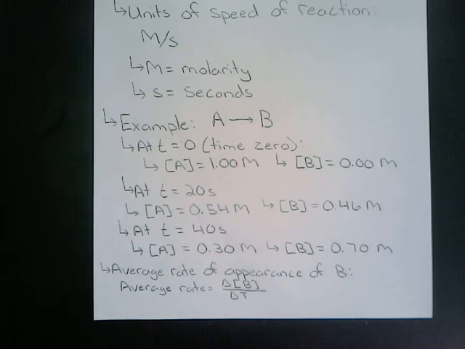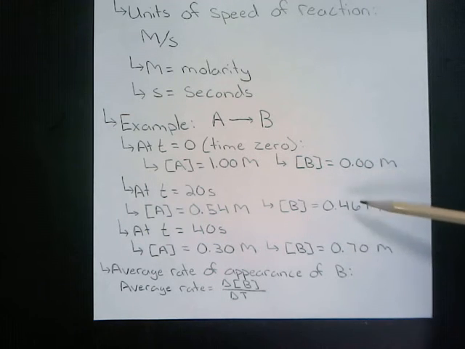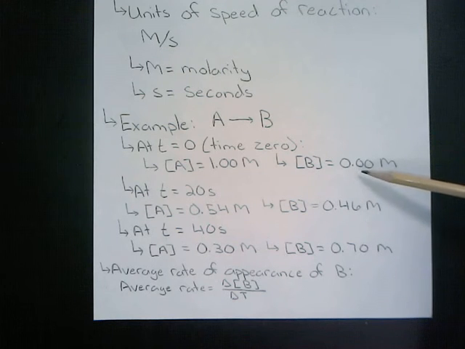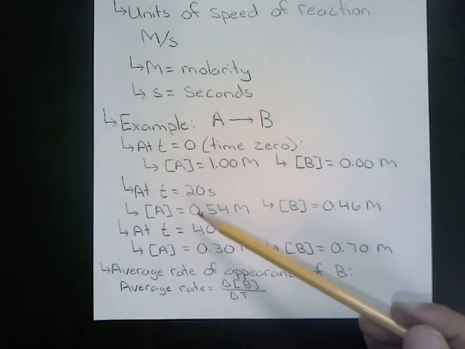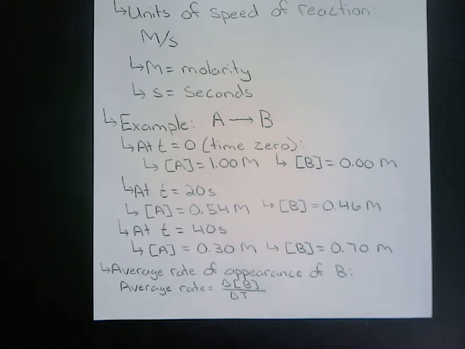I'm running out of room here, but for example, if we went from time 0 to time 20 and we wanted to find the average rate of appearance, we would take the change of concentration, so 0.46 minus 0, so 0.46, all divided by the change of time, which was 20 minus 0. And that would get us our average rate of appearance of B during that 20-second time interval.